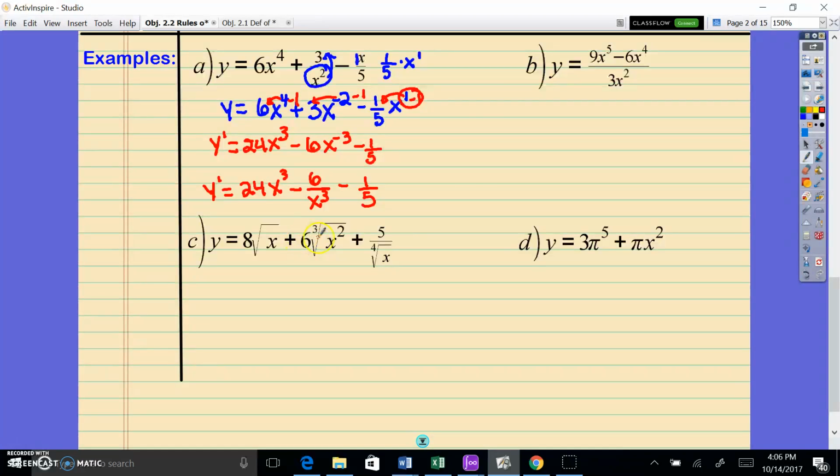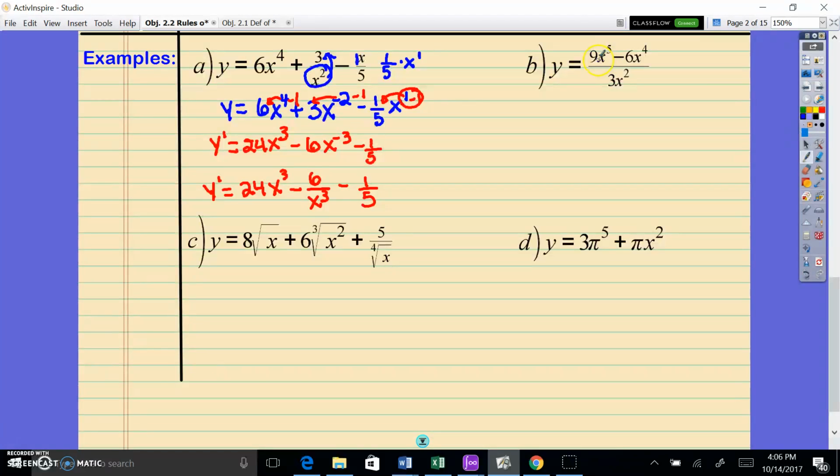All right, so let's move on to B. In example B, it looks like it's a quotient, and again, you are not allowed to just take the derivative of the top and just take the derivative of the bottom using power rule. I will discuss a different rule for quotients, for things that are being divided. But what we can do, since we don't know the quotient rule yet, is we can simplify this so that it is not a quotient.